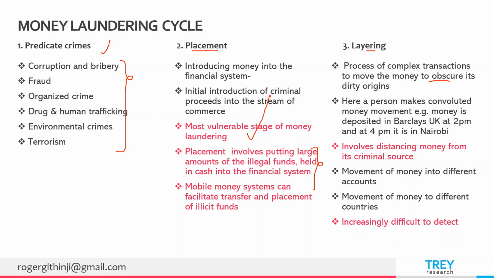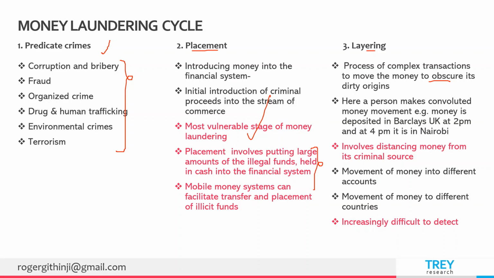An example would be that someone makes a deposit of 100 million in the UK at 2 p.m. and at around 4 p.m. the money is in Nairobi, meaning that the money is starting to switch banks. It's either being taken through Western Union, or it's being paid to another, different account. That way someone is trying to obscure, meaning make it difficult for you to know the source or origin of this money. If the money was in Kenyan currency, someone is again changing the money into dollars. That is called layering. Basically, it involves distancing money from its criminal source.